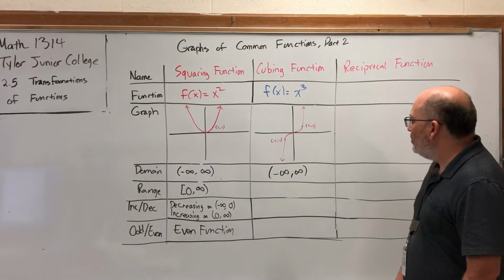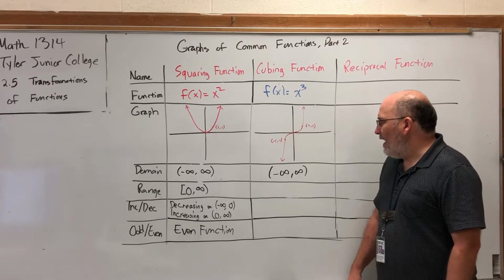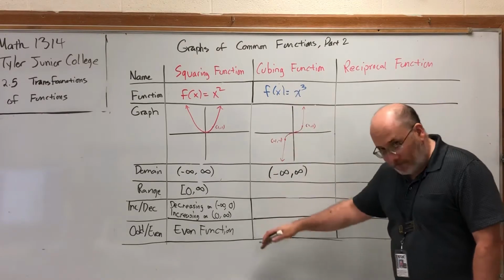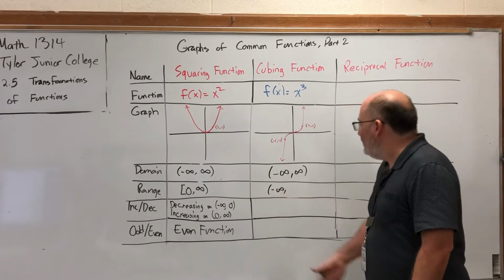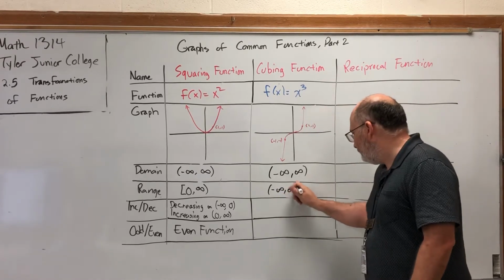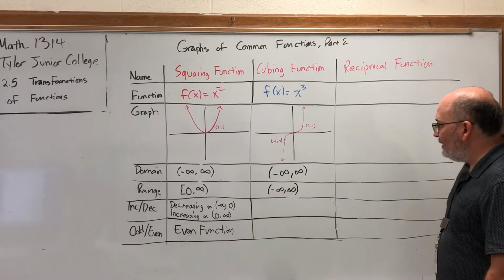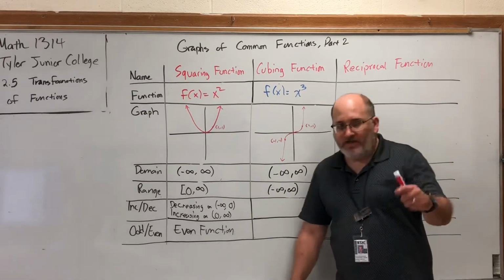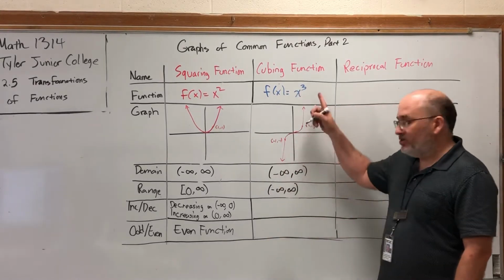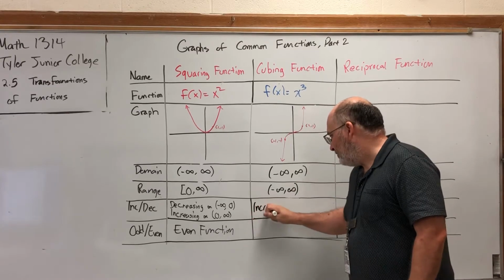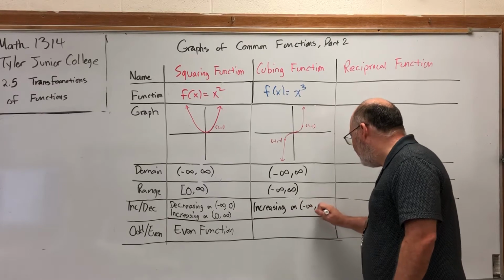But what about the range? Is it the same as the parabola? Well, since range is y values, and this graph goes down forever, this range begins at negative infinity, and it goes up forever. So the range is all real numbers as well. How about increasing, decreasing? And remember, when you're looking at that, you're thinking from left to right. From left to right, this graph is always increasing. So this graph is increasing on its domain, which is negative infinity to infinity.